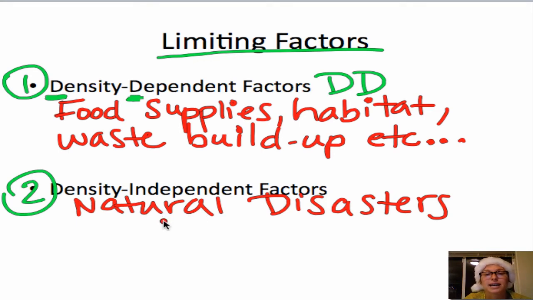These are things that happen to both the humans and animals and bacteria. These are things that limit the population, that are basically out of our control and have nothing to do with the size of the population or the density of the population. Therefore, it's density independent. And now I have a few examples of these and we can go through them so we can get a good idea of what's density dependent and what's density independent.